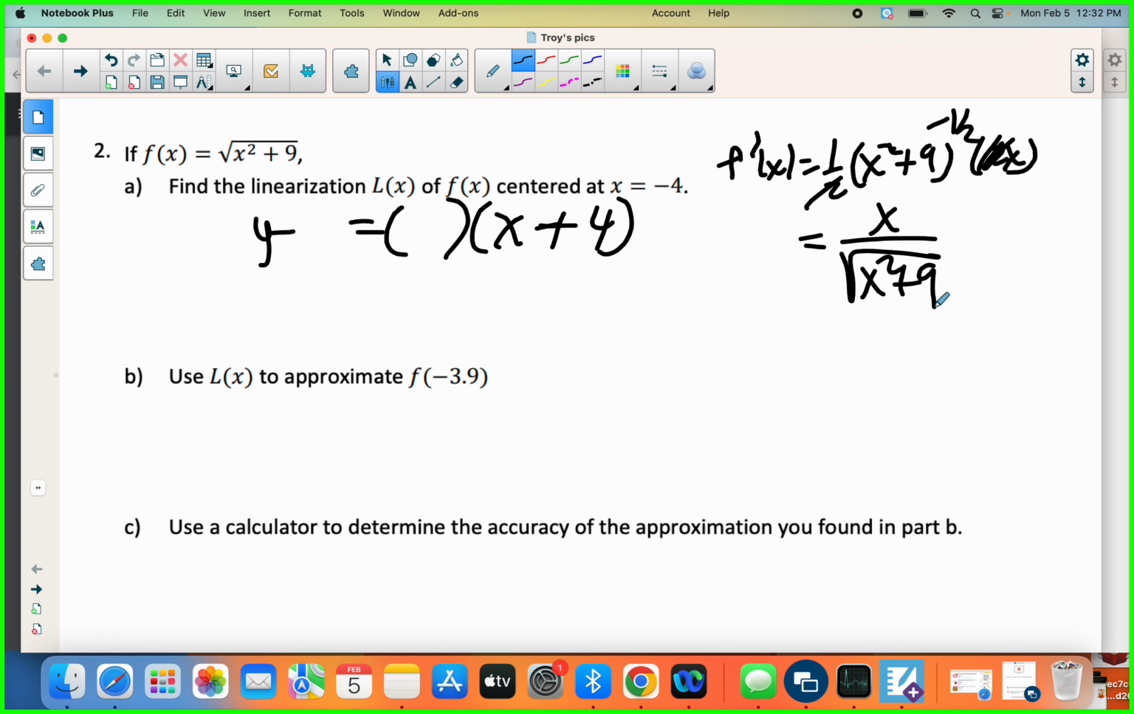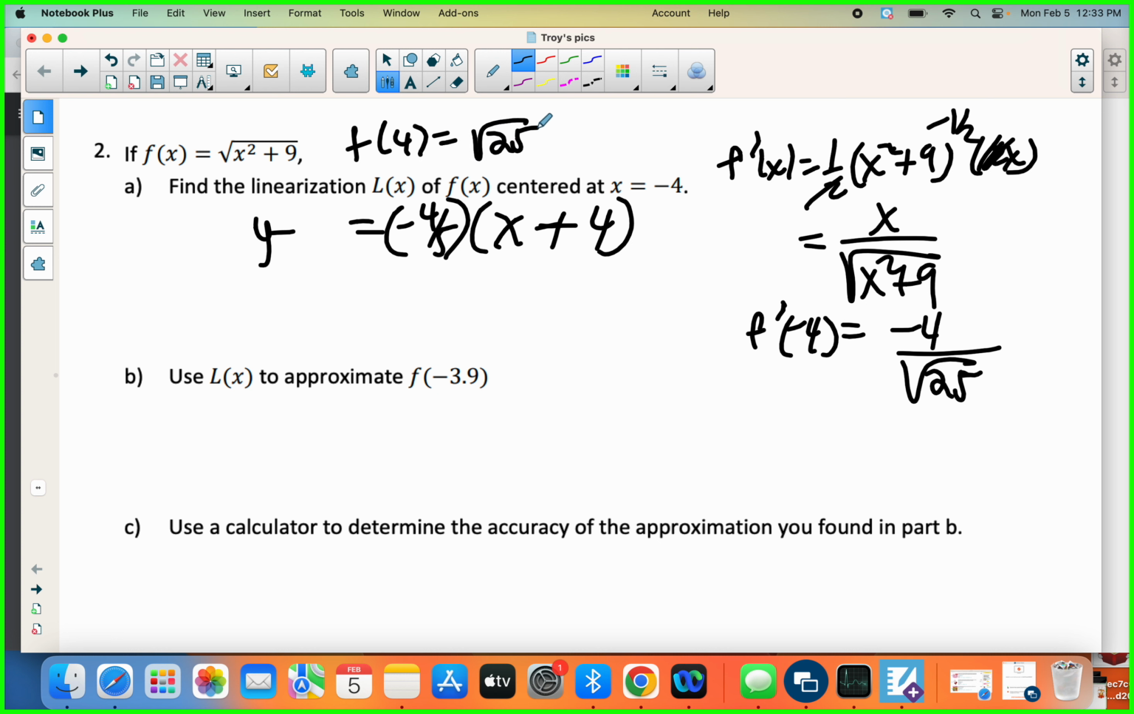Now, I need f prime of negative 4, which will give me negative 4 over, I think that'll give me square root of 25. So my slope is negative 4/5. And then this is just my y value, f of negative 4, which was the square root of 25, which was 5. I'm working this really fast, so y'all just check me on this. I'm going to add the 5 to the other side. It helps not to distribute.